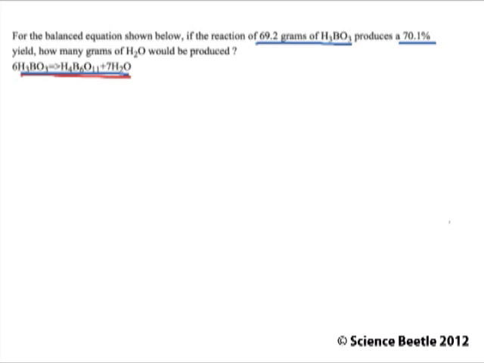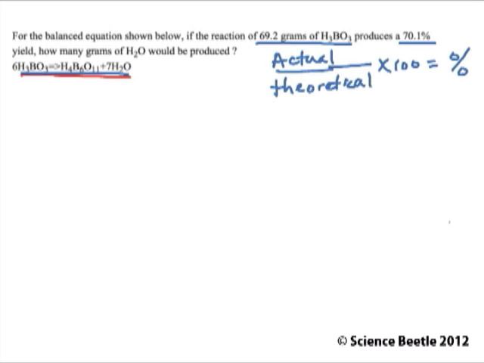Now, keep in mind that in order to solve these percent yield problems, we need to recall the percent yield equation. And that equation is the following. And so the equation here is actual divided by theoretical times 100 is going to give you the percent. And so in the problem that we've got here, the actual is really not given necessarily. In fact, what they tell us is that we need to find how many grams of H2O would be produced. That's actually the amount that actually gets produced from this equation.